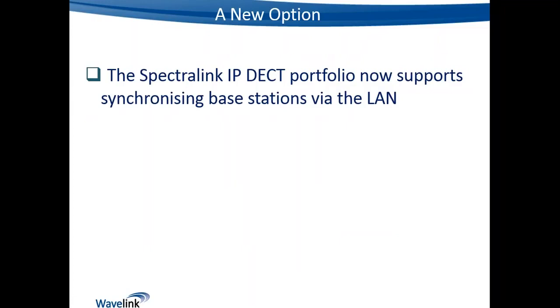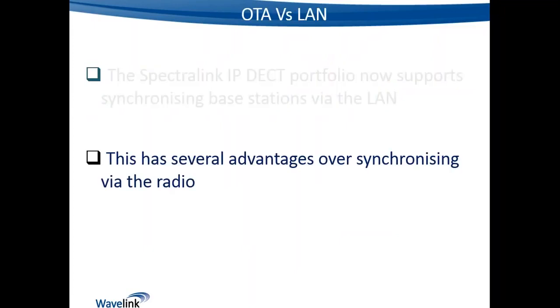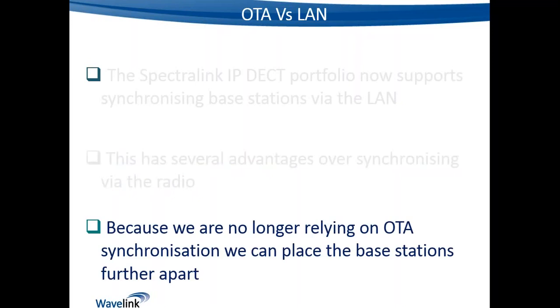Let's have a look at what we can do now, because Spectralink have just released a license-based option for synchronizing via the local area network, or the LAN, so via the wired cabling infrastructure. There are a number of benefits to doing it this way, and some of those are probably already obvious based on what we've discussed so far, but we'll go into those in greater detail and have a look at what this means for us. So first of all, because we're no longer relying on over-the-air synchronization, we can place the base stations further apart. Okay, so we've moved right away from synchronizing over the air, and we're now synchronizing over the wired infrastructure.